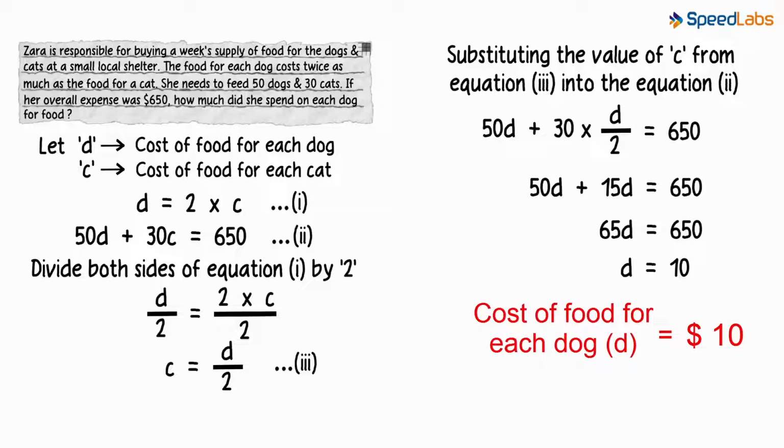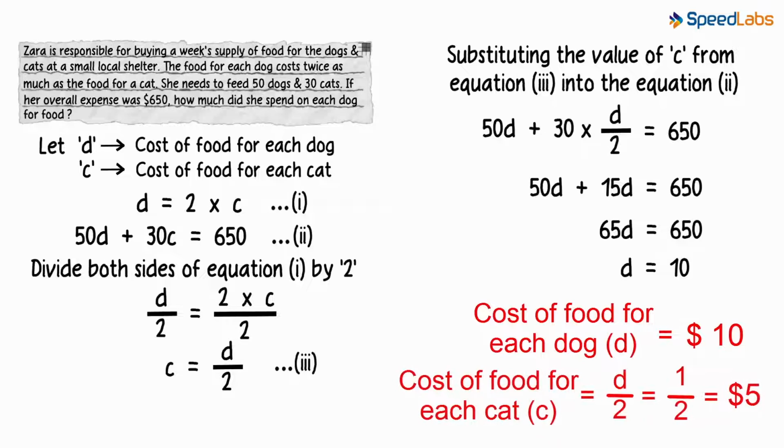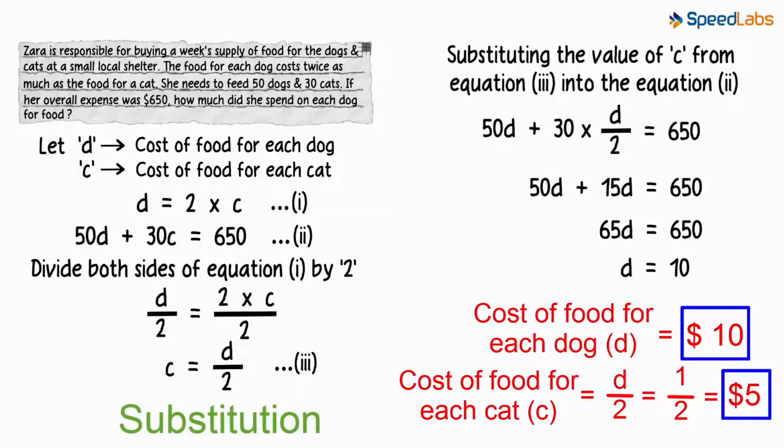And if you would have been asked for how much Zara spent on each cat for the food, it would have been $5. The answer is important here, but what's more important is how you approach the problem. The method of substitution was the best way to solve for these equations.